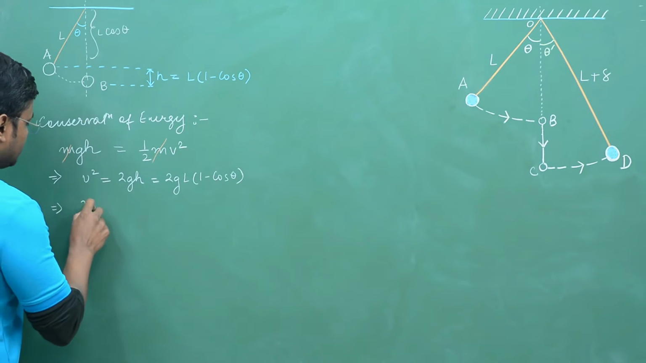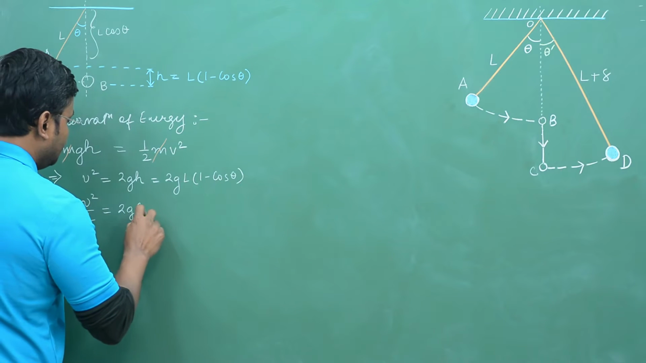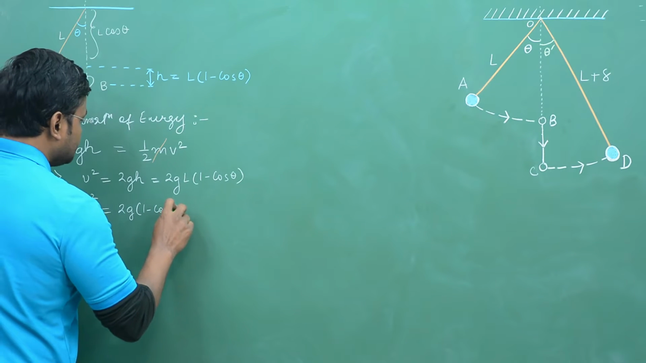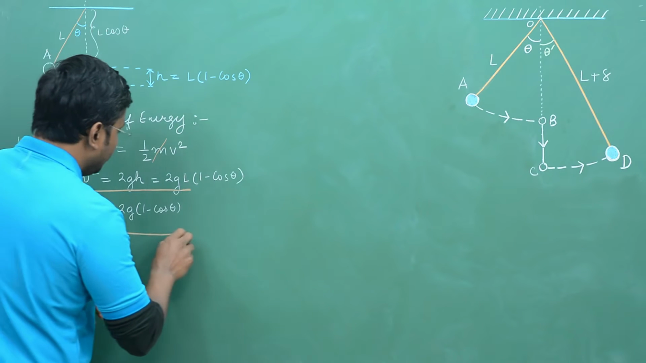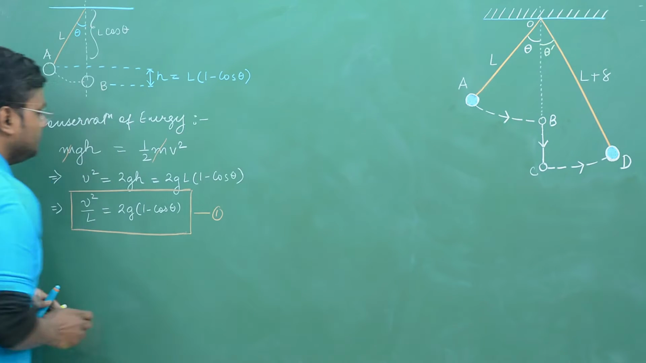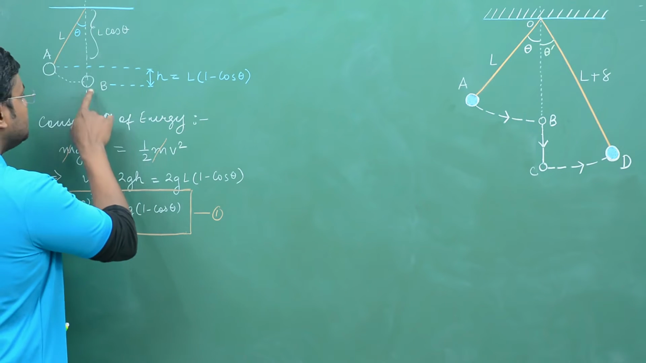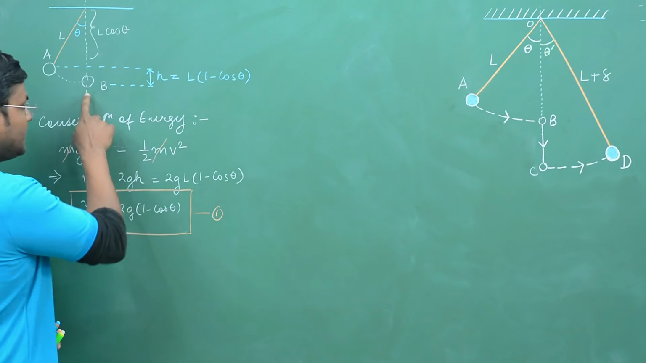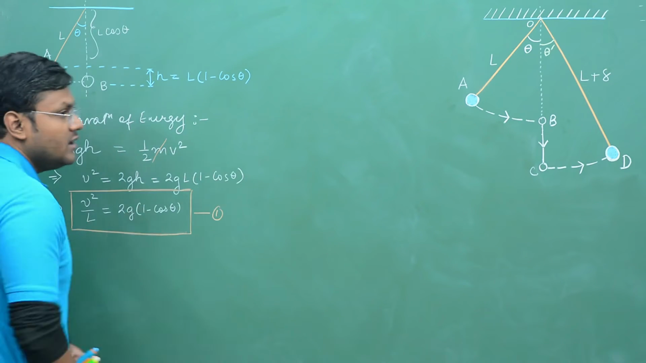This gives us v square upon L, which is equal to 2g(1 minus cos theta). Now why have I obtained this expression? Well, it's going to be useful later on. Just keep it in mind. Let's suppose this is point number 1. So the pendulum starts from location A and it travels towards location B. At location B, it had pure kinetic energy with a velocity which is given by this particular expression.